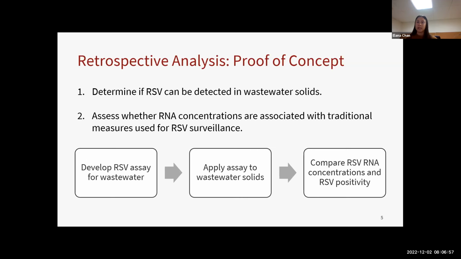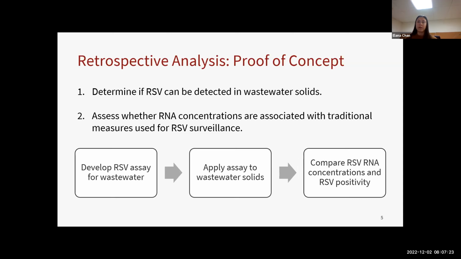So the first step towards answering these questions was to conduct a proof of concept study to first just establish whether or not wastewater-based epidemiology will work for RSV monitoring. So the two main research goals of this study were first just to determine whether RSV can even be detected in the wastewater solids. And then secondly, if so, the next research goal was to assess whether the concentrations in the solids are going to be associated with traditional measures that are used for RSV surveillance.